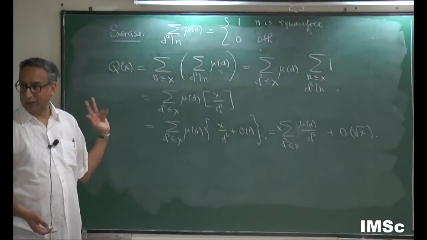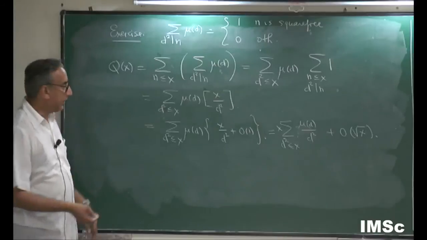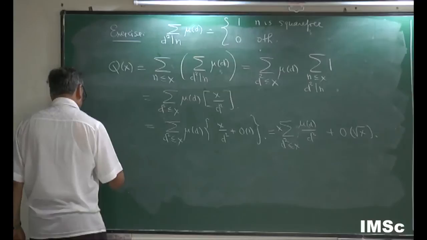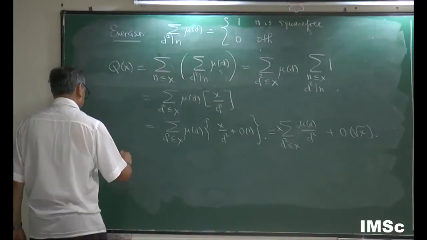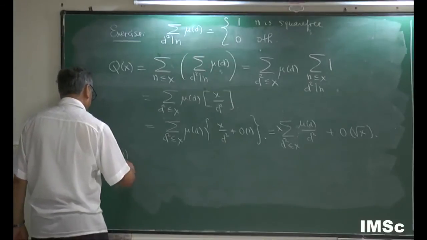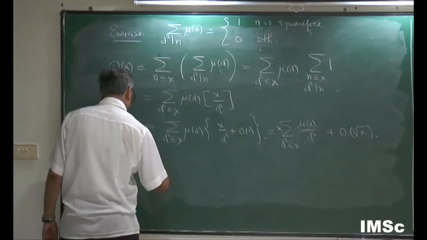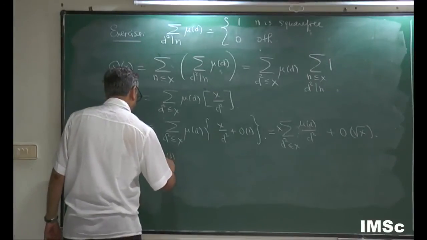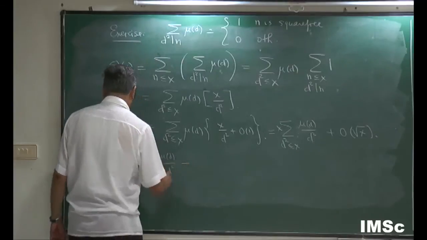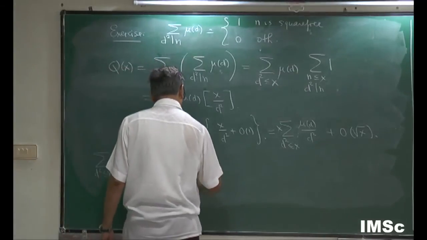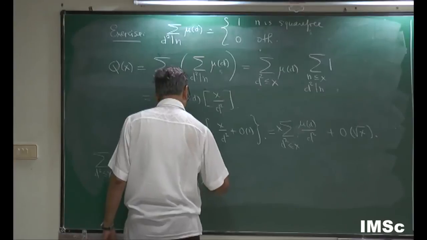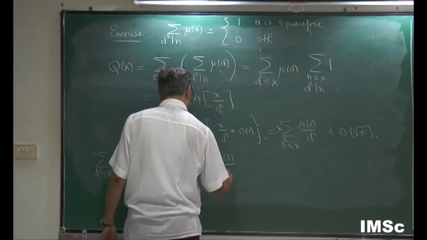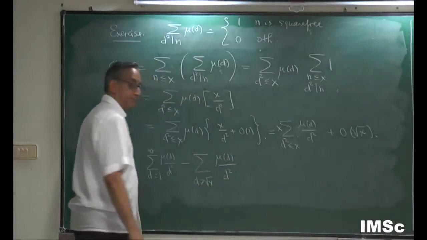back your Tauberian business, and that's not a very good error term, right? So what you should do is you should say d squared less than x, mu d over d squared is the full series, d going from 1 to infinity, mu of d over d squared minus d squared bigger than x. In other words, d is bigger than root x, mu d over d squared, right?